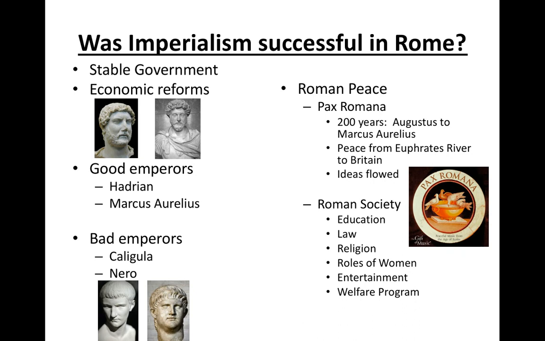So when we look at Roman society under the Pax Romana, we see advances in education and law. We see changes in religion, where we'll see brand new religions starting to burgeon at this point. We'll talk more about that later on. We see the roles of women start to change. We see entertainment and welfare starting to change at this time too. In fact, they put in place a welfare program.